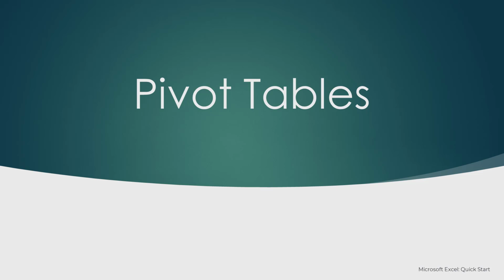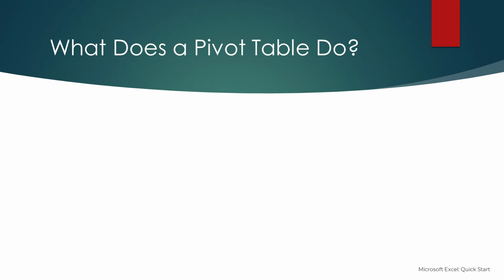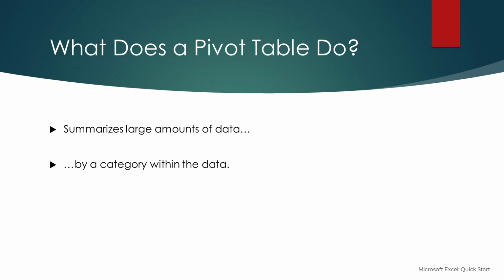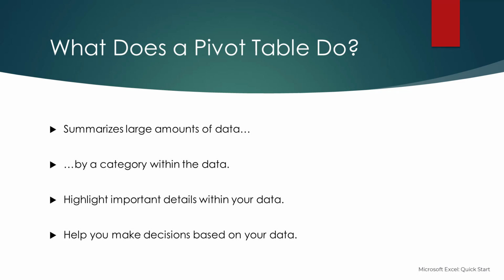There are a lot of ways of working with data within Excel, but one of my favorite ways is by using pivot tables. Pivot tables allow you to summarize large amounts of data by a category within your data. They highlight important details within your data and help you make decisions based on that data.